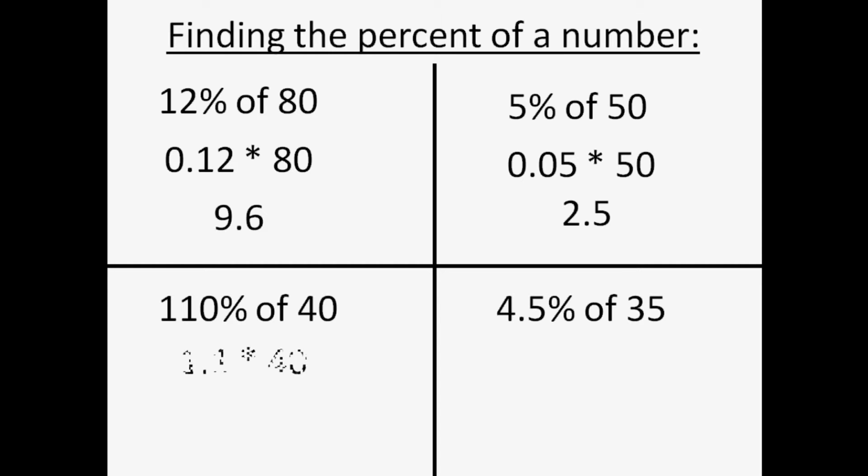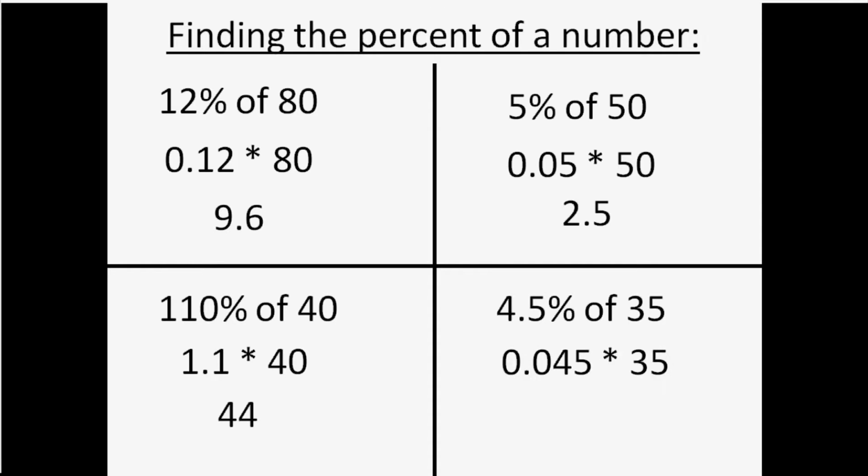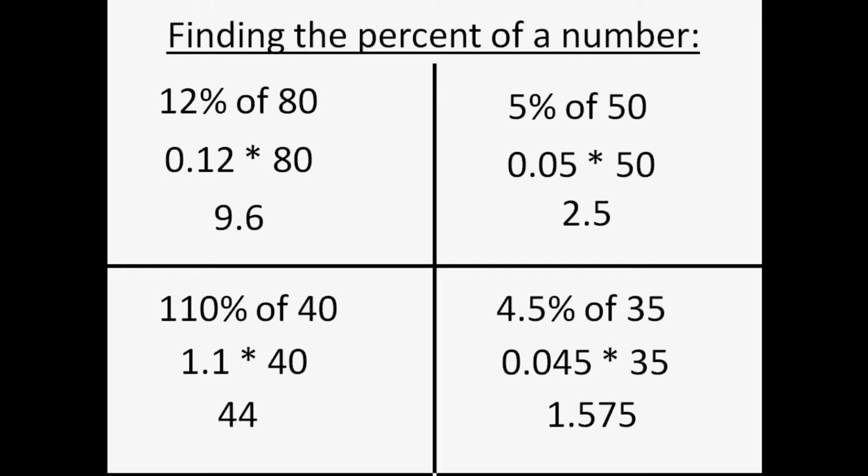110% would be rewritten as 1 1/10 times 40. And you end up getting 44 for that one. 4.5%, 4 5/10% of 35 would be rewritten as 45 thousandths times 35. And that works out to 1 575 thousandths.